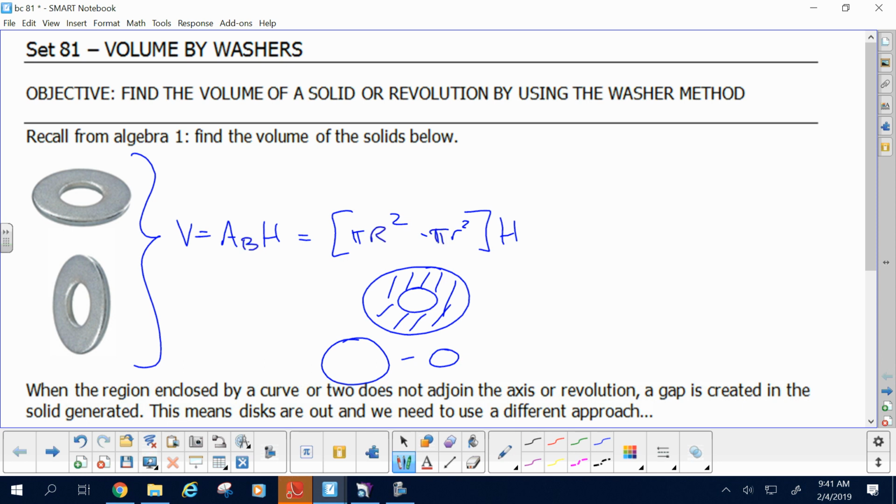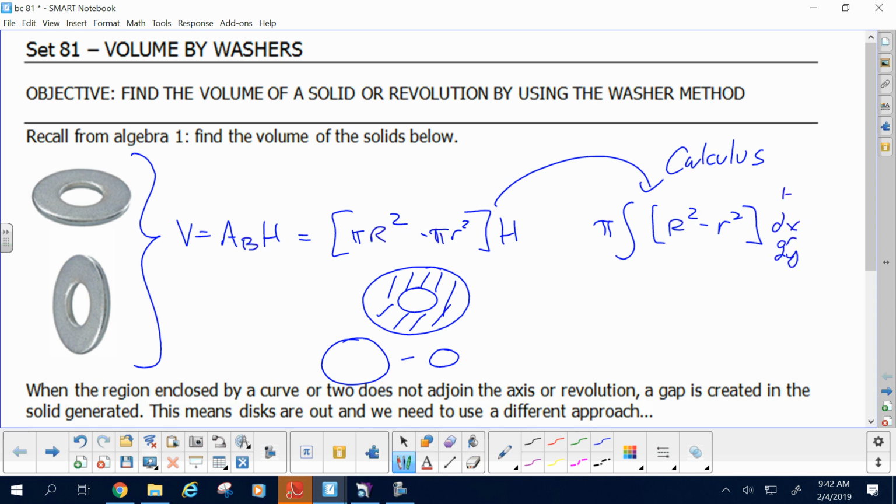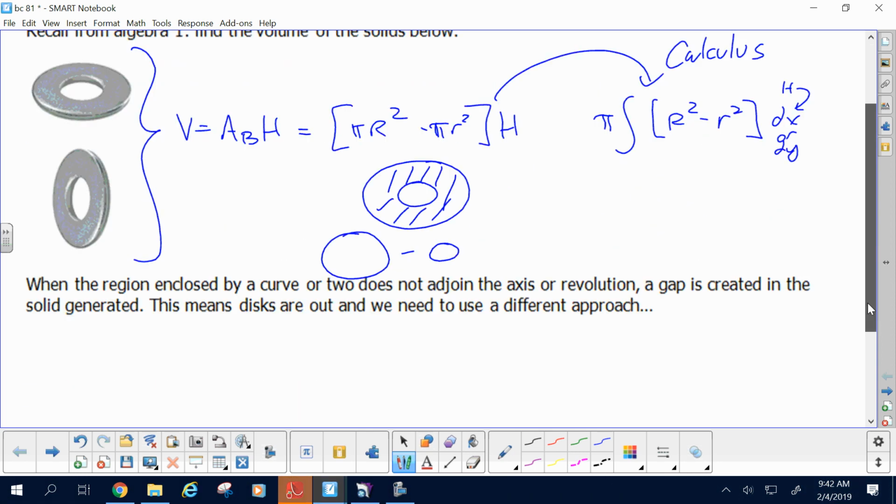That's the idea of the day, but in calculus, you're going to add many, really little thin washers, and so it'll look more like pi and the sum of many R squared minus r squared. You factor out the pi, and instead just focus on integrating the R squared minus r squared, and the height is either a dx or a dy, depending on how it's revolved, right? So that's what you're going to see. Now let's talk about a problem and what it looks like.